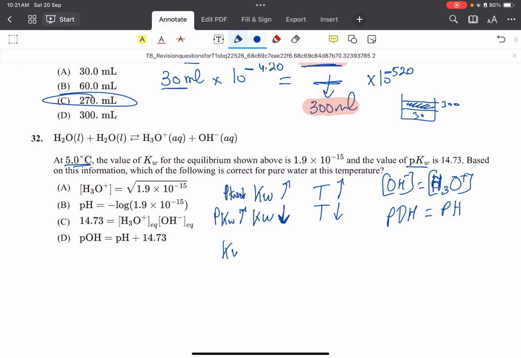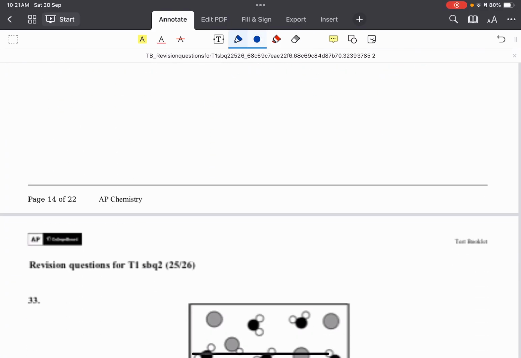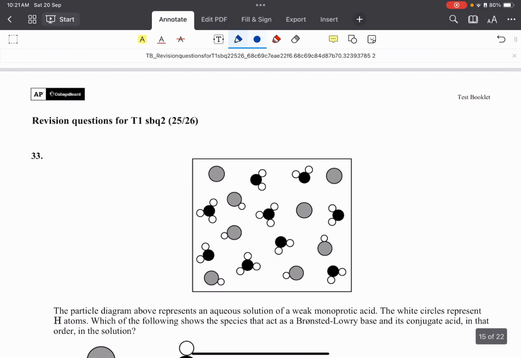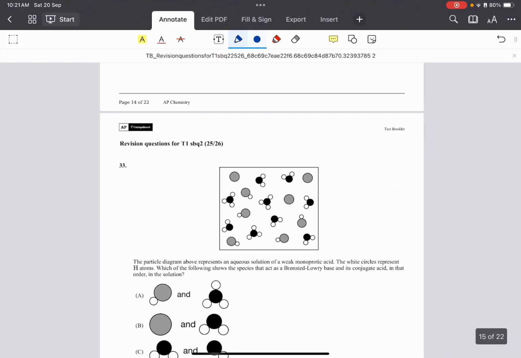Okay, so based on this information, which of the following is correct for pure water at this temperature? If I want to calculate pure water, I'm going to say H3O plus or OH minus is the square root of Kw, because they are always equal. And I think this is the last question in the multiple choice section.